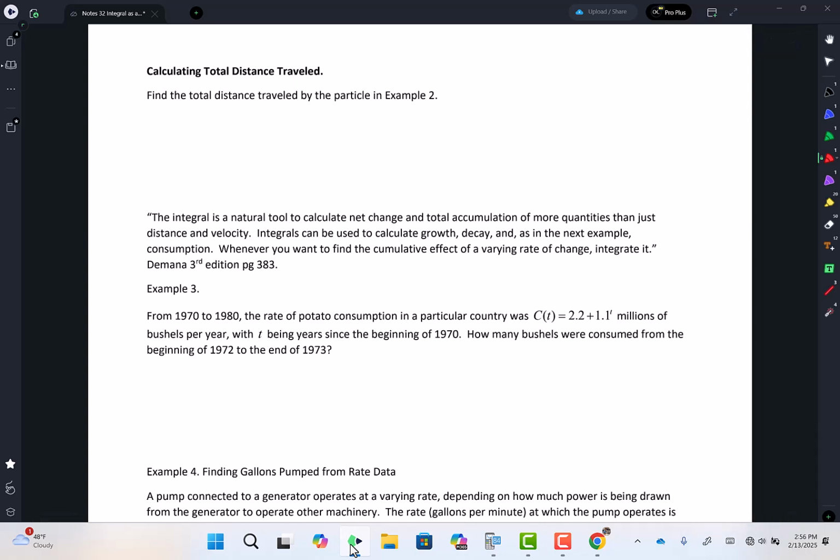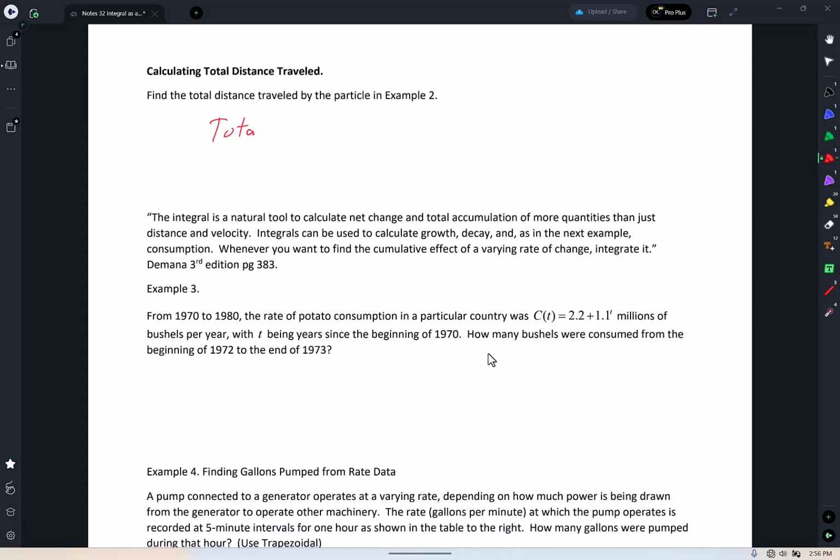Find total distance traveled by the particle in example 2. Total distance equals... All right, guys, focus. How do I find the total distance? The integrand is still the same. From what to what? 0 to 5. And then what do I put in here? Absolute value of velocity.